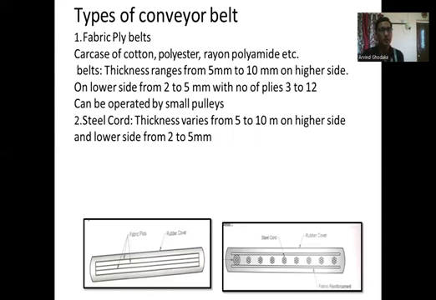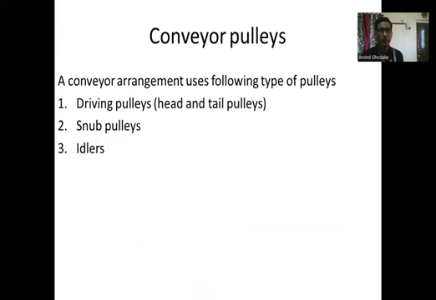Then the types of conveyor belt by material. The first one is the fabric ply belt, with a carcass of cotton, polyester, rayon, polymer, etc. Belt thickness ranges from 5 mm to 10 mm on the higher side and 2 to 5 mm on the lower side, with 3 to 12 plies. It can be operated by small pulleys. The second one is the steel cord belt. Thickness varies from 5 to 10 mm on the higher side and 2 to 5 mm on the lower side.